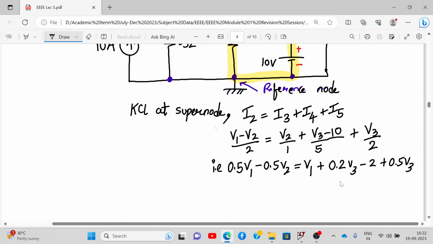Now I'll club all the terms together. So that is 0.5, and here we have 1. So it will be minus 0.5 V1 plus minus 0.5, and here we have V2 also. So this is V2. Okay. So what do we have over here?